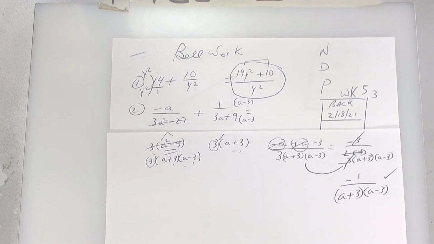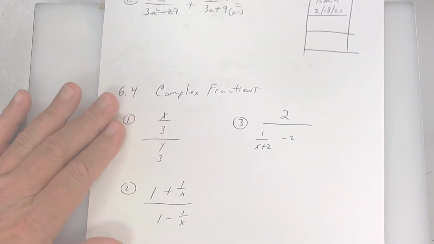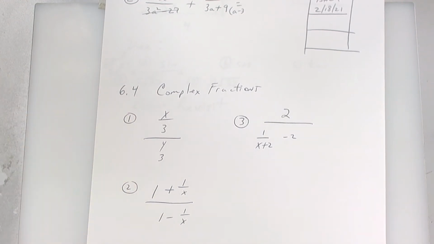All right, now let's get off of adding and subtracting rational numbers. Let's talk about complex fractions. So copy this down right here. All right, a complex fraction is a fraction over a fraction. So all you do is rewrite it.